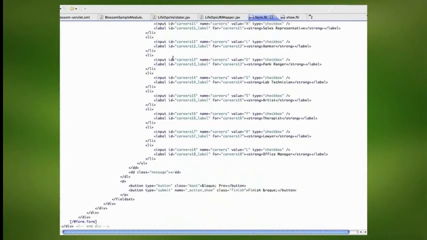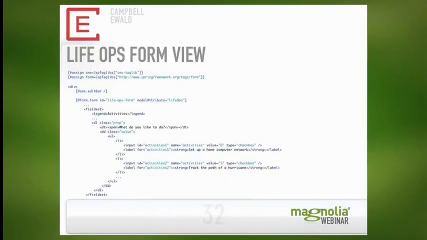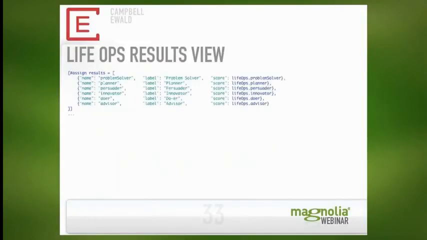So now on to the results view, sorry. Here is an example. We just want to create a results sequence of maps and populate the scores with our model properties that were returned from our controller.